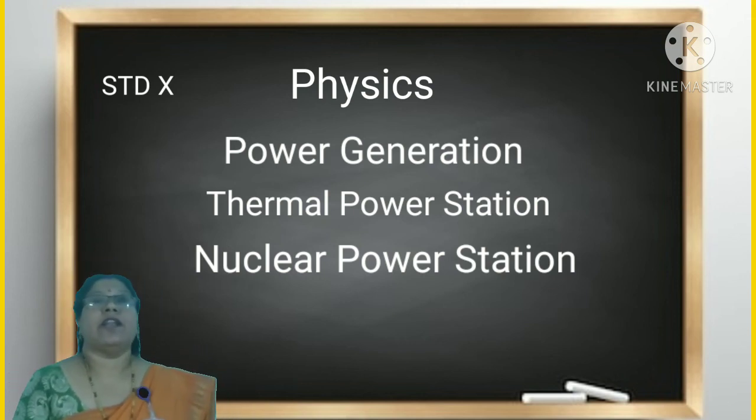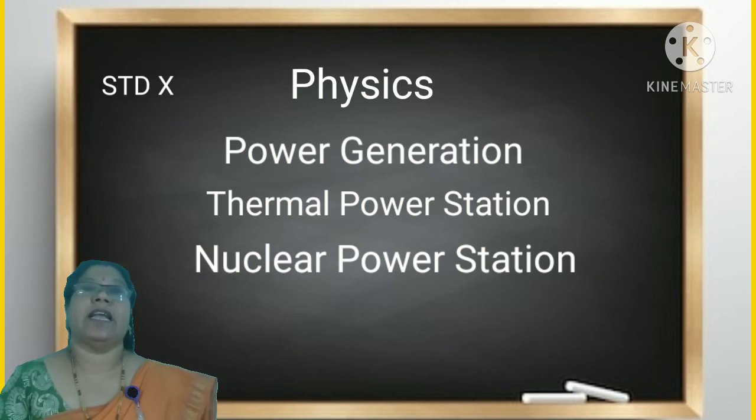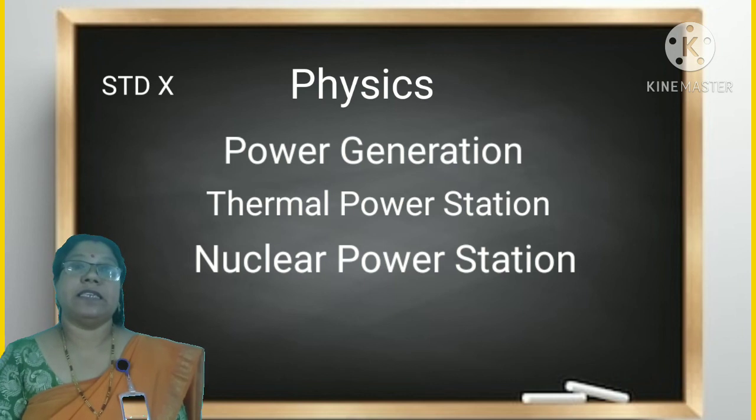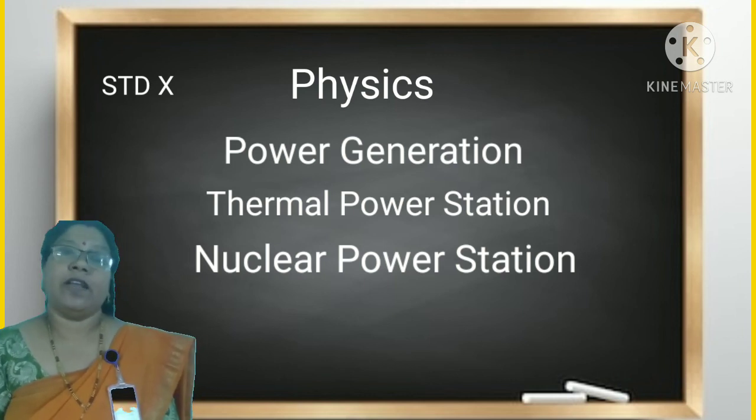Usually in hydroelectric power stations, electricity is generated at 11 kV. That is very important. Generated means it is produced at 11 kV.